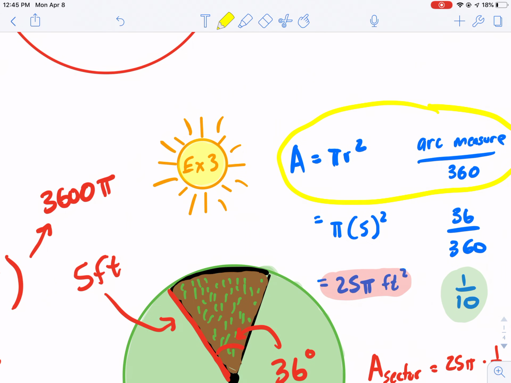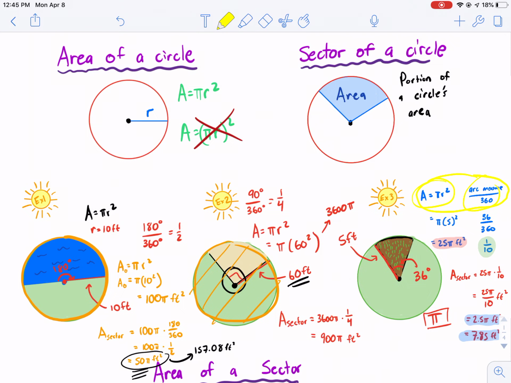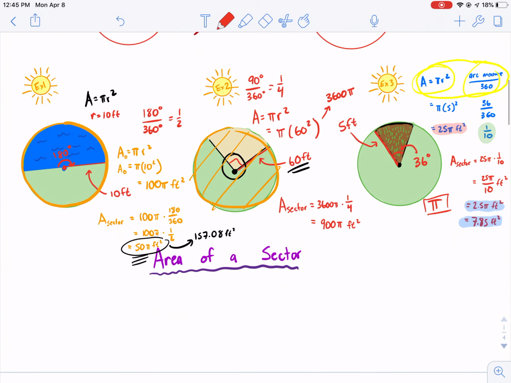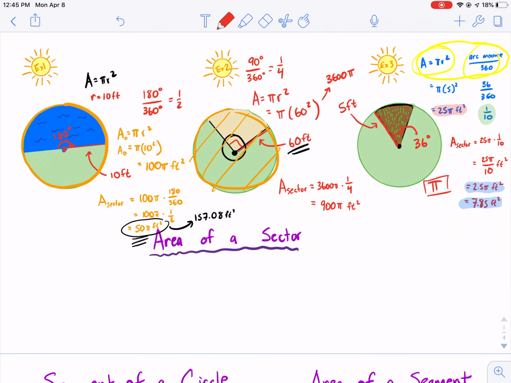As you can see, we needed these two pieces of information to find the area of a sector. Now let's put it together. What did we do each time? We took the portion of the circle, the arc measure divided by 360, and multiplied it by the area. So the area of a sector equals, this is the big finish, people, pi r squared times the arc measure divided by 360. Wow. What a finish.